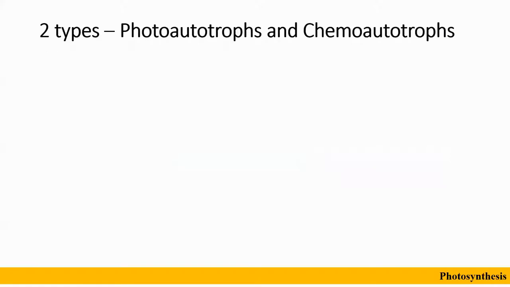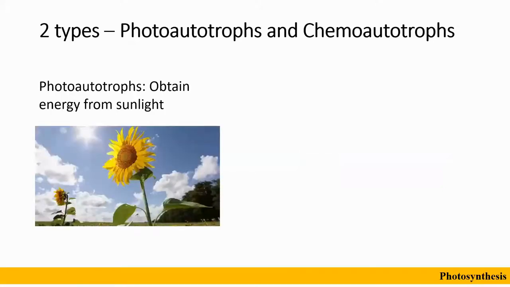There are two major types of autotrophs. We have the photoautotrophs, and these are organisms that obtain energy from sunlight. And they mostly include plants. So plants are like the most recognized terrestrial photoautotrophs. And in most aquatic ecosystems, including lakes and oceans, algae are the most important photoautotrophs.